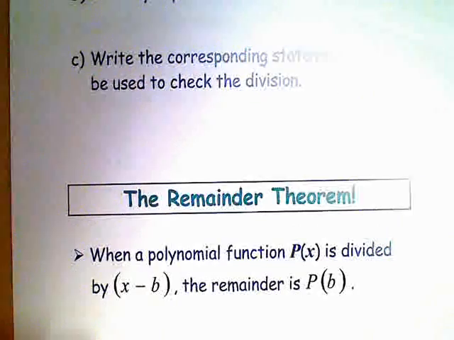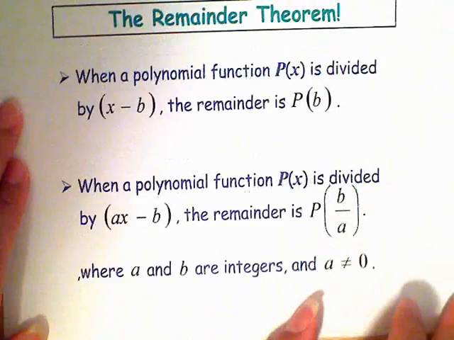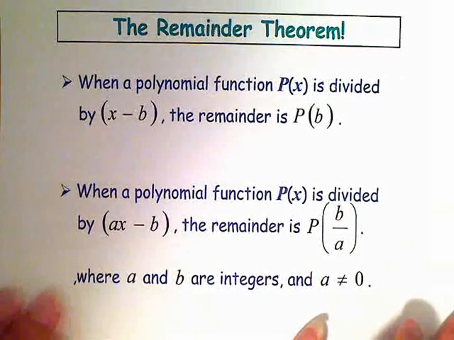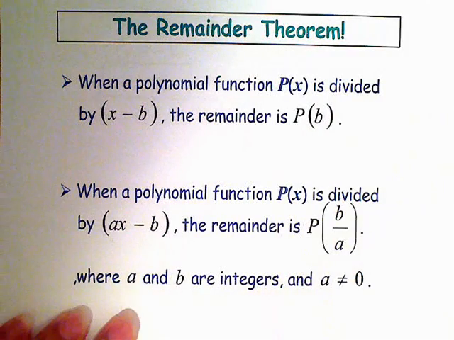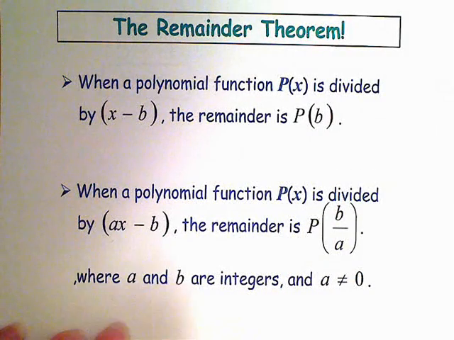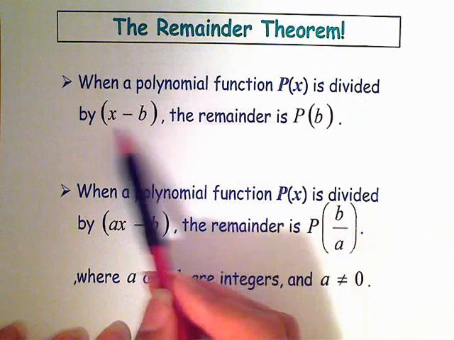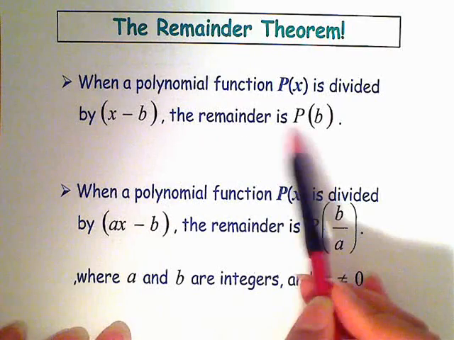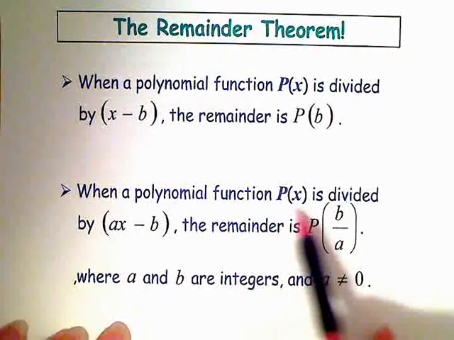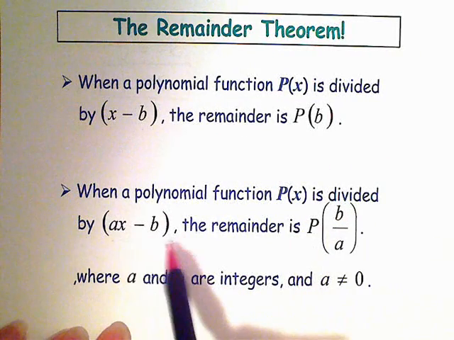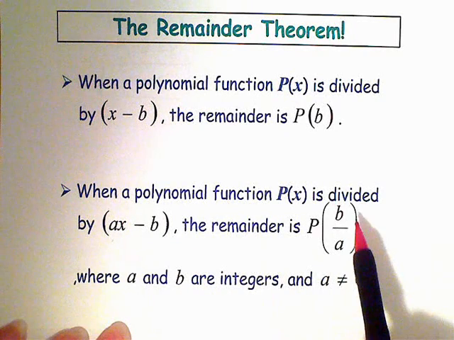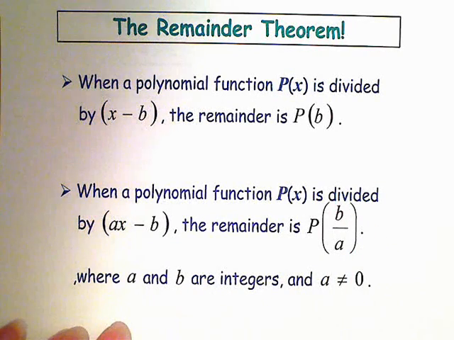Okay, so the second last slide here looks at what the actual remainder theorem is. So the remainder theorem is actually a quick way to figure out the remainder when a polynomial is divided by a binomial. Okay, so it says when a polynomial function p of x is divided by x minus b, the remainder is p of b. When a polynomial function p of x is divided by ax minus b, the remainder is p of b over a, where a and b are integers and a cannot equal 0. Both of these sort of mean the exact same thing.